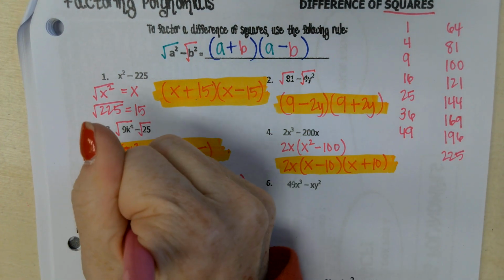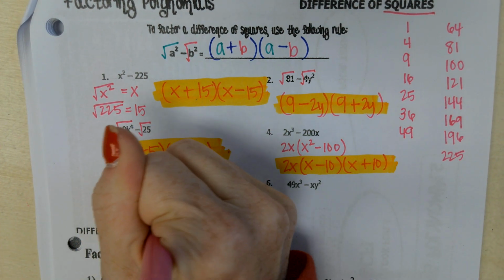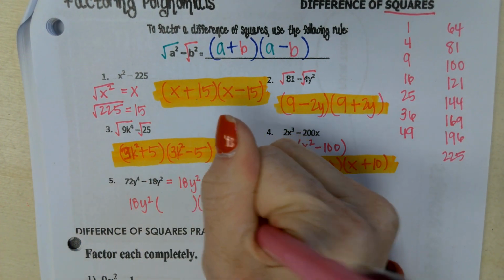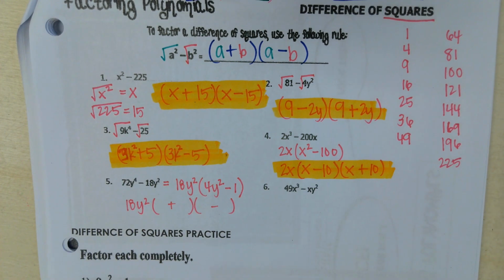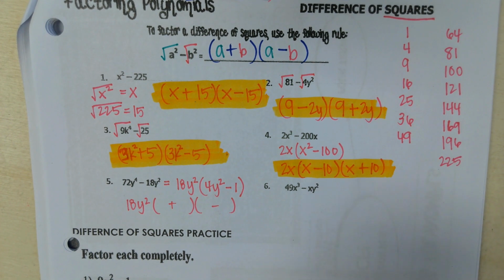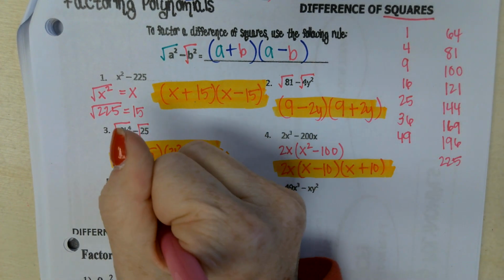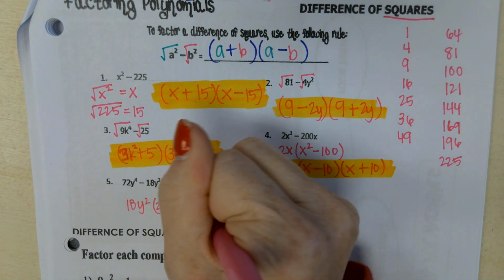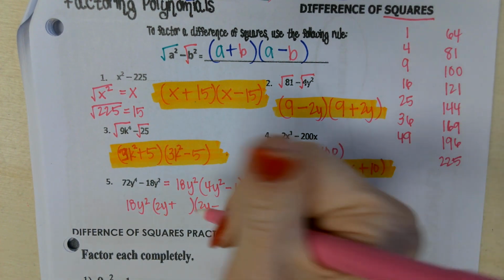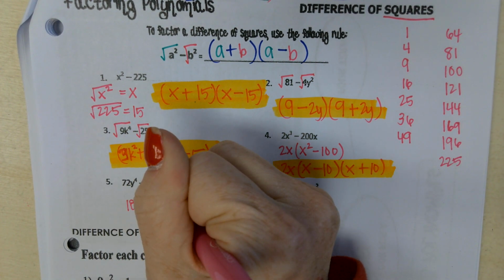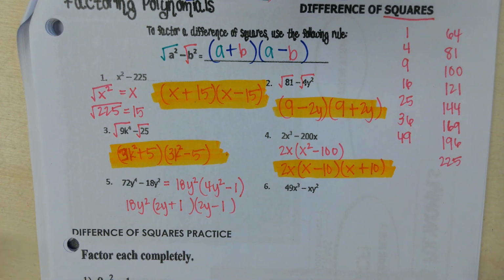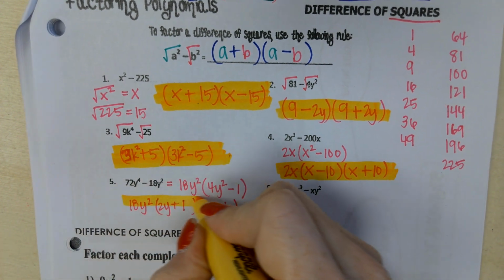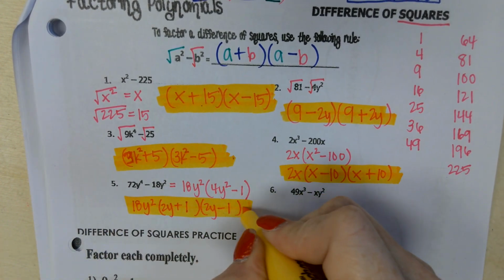Now, this 18y squared is going to stay out front. You don't have to do anything with that anymore. Okay? What's the square root of 4y squared? 2y. And what's the square root of 1? 1. Done. Y'all like that one, don't you?